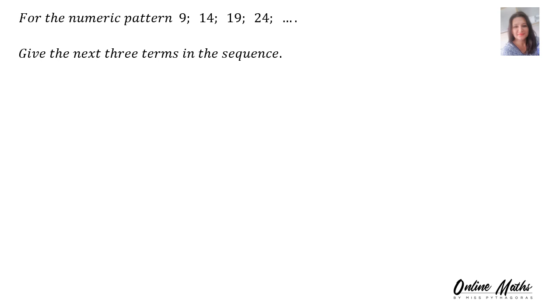For the numeric pattern 9, 14, 19, 24, give the next 3 terms in the sequence. This is the same sequence as the previous slide, where D was 5, the constant difference. Therefore, to get to the next term, we add the constant difference. Therefore, we add 5. 24 plus 5 is 29. Then the next term will be 34. The next term, we add 5, 39.